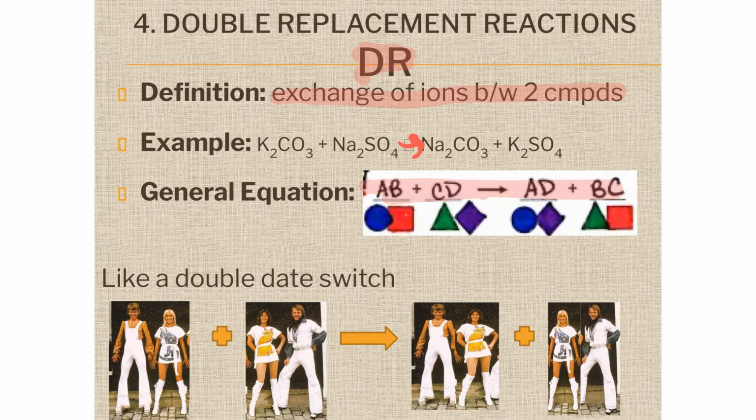So if you look over here, this guy, let's call him A, and this girl B, and C and D, girl and guy. And then they switch. So A is now with C, and B is with D.